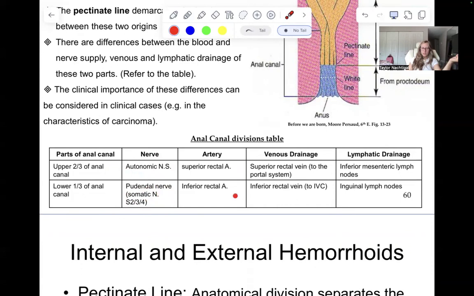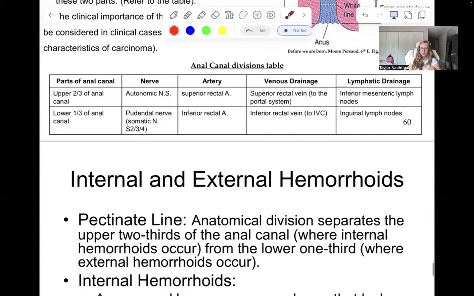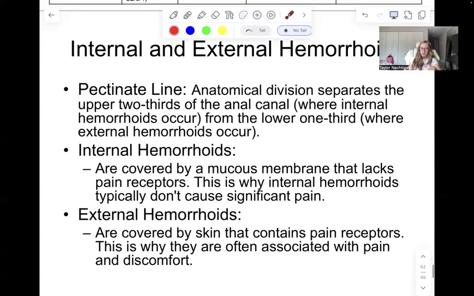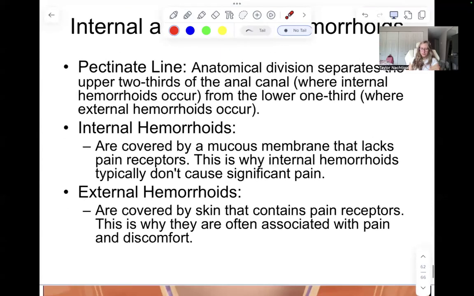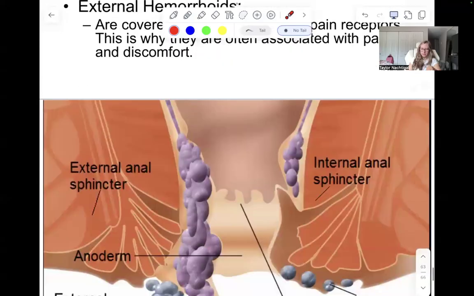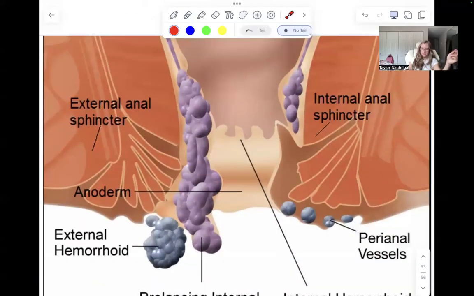We've got the superior and inferior rectal arteries. We've got the superior rectal vein and the inferior rectal vein. And then we've got inferior mesenteric lymph nodes and the inguinal lymph nodes, respectively. I already talked about that. Internal hemorrhoids are not going to be as painful because they're above the pectinate line. External hemorrhoids are covered by skin that contains pain receptors. Here's the difference. Not really that painful, starting to get painful because it's pushing on the tissue down here, and then this one would be pretty painful.